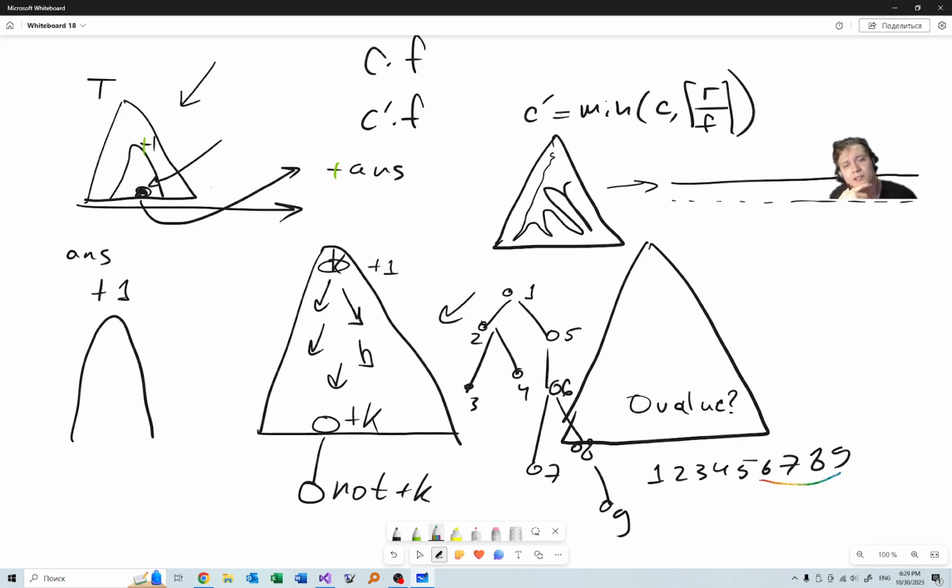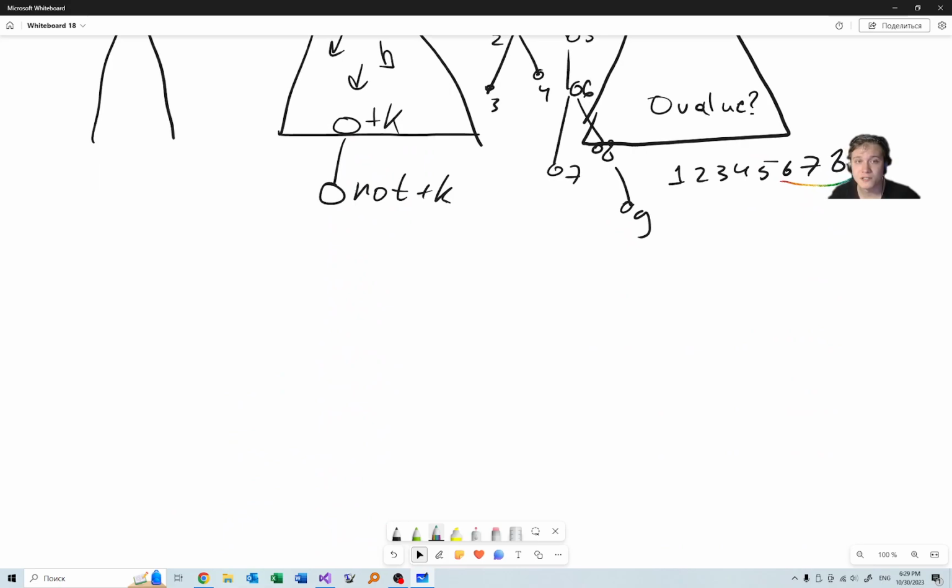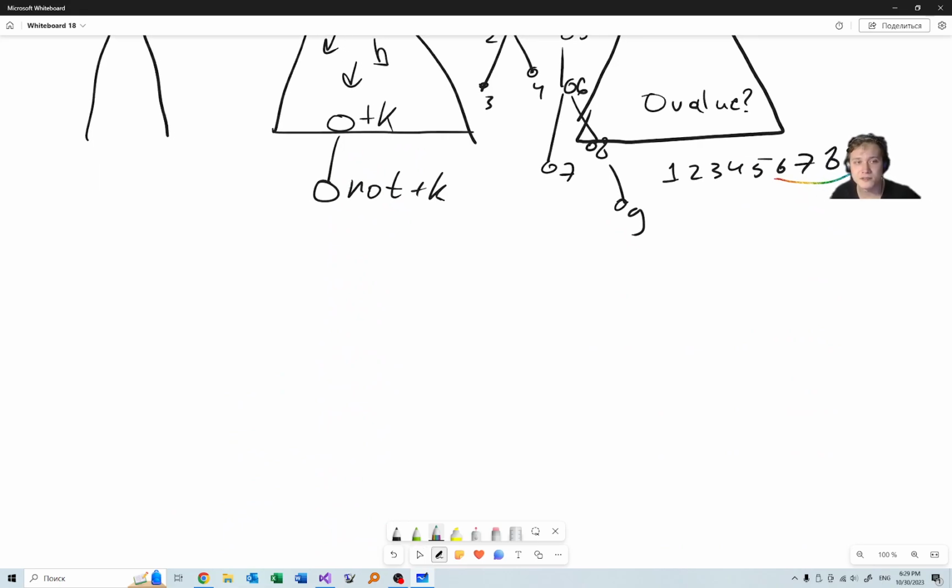Can we just use a Fenwick tree? So how to use Fenwick tree in such a problem? Fenwick tree cannot add on a segment. It can add to an element and find some element. Or not find some element, but find some sum.